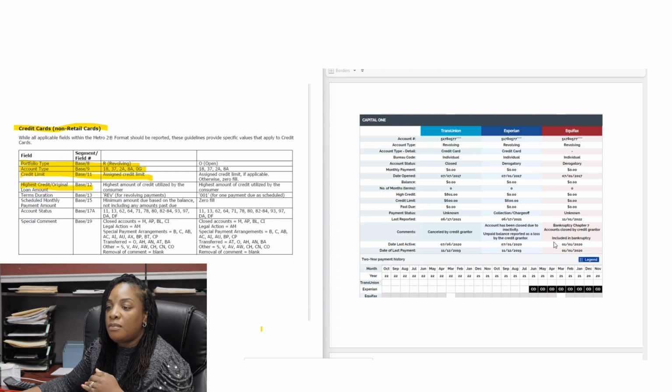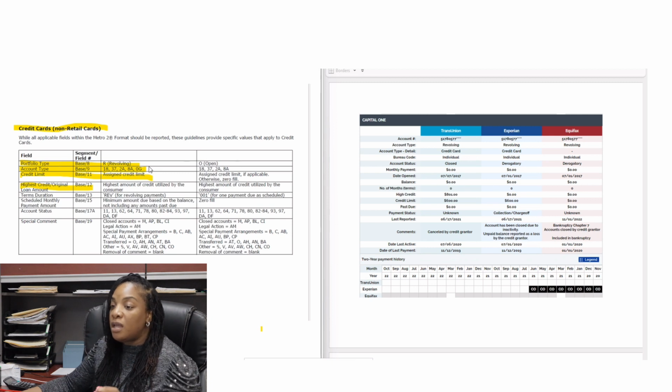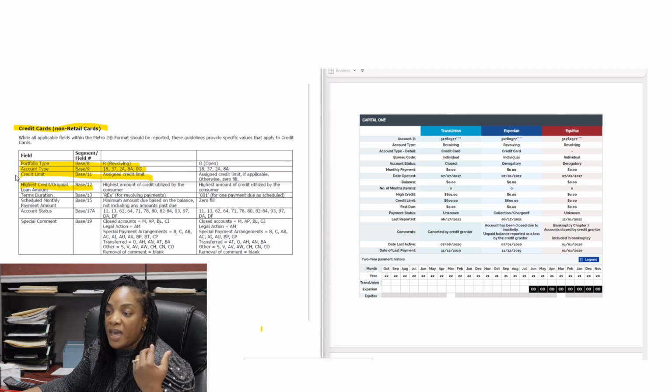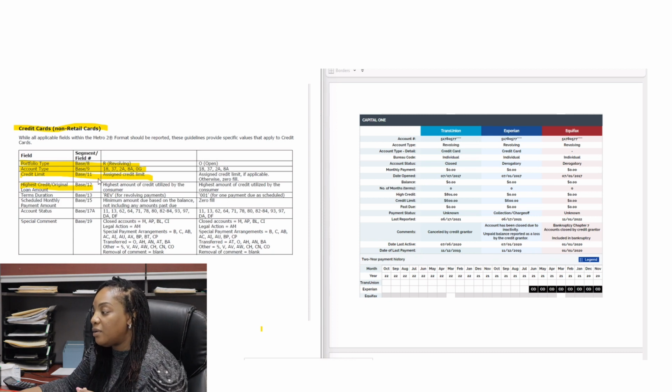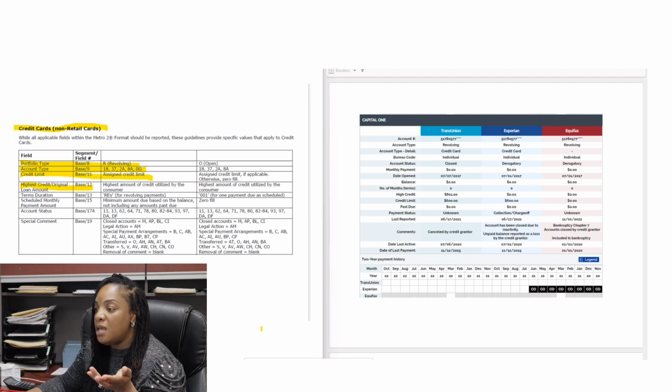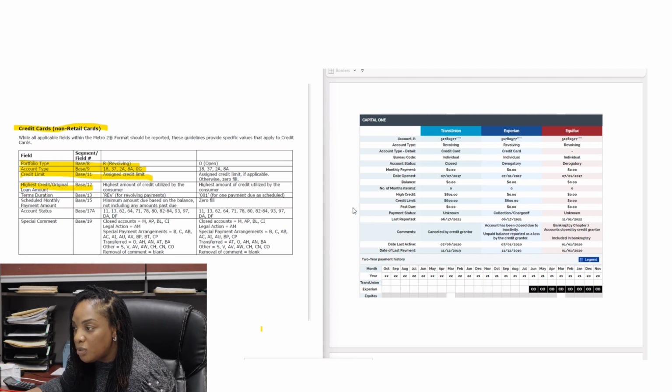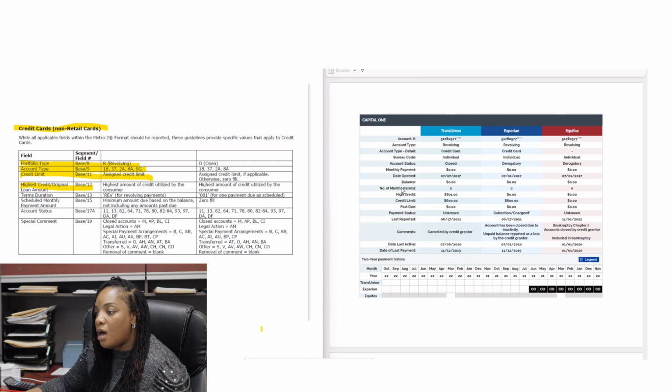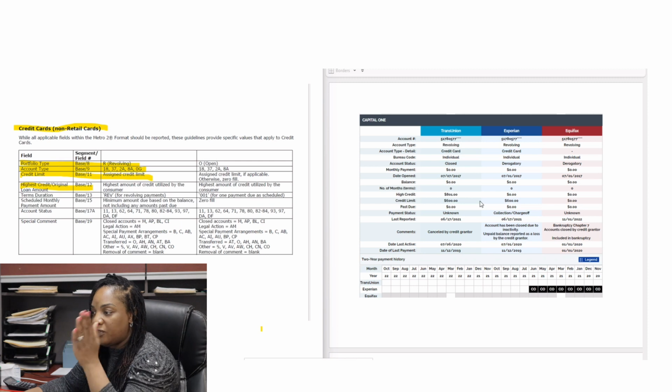Okay, so credit limit. Right here where it says credit limit, we know that that is base segment field 11. So we look at our records layout here. Credit limit is only required when applicable. We just spoke about that. So where's credit limit here? Right here, they are reporting a credit limit, and for now I'm not even going to acknowledge TransUnion here because I've already said that I'm not even disputing TransUnion for this client. So I'm just going to focus on Experian and Equifax.